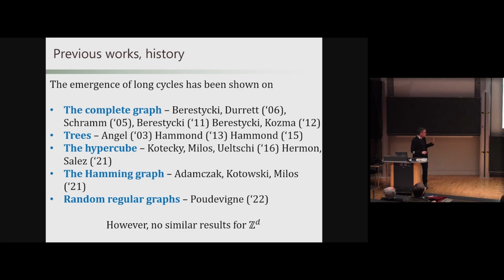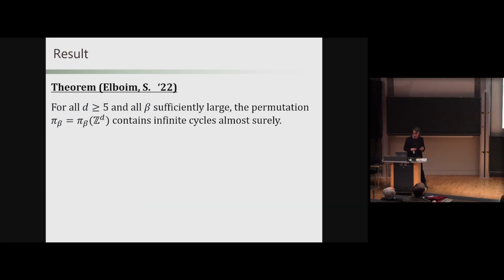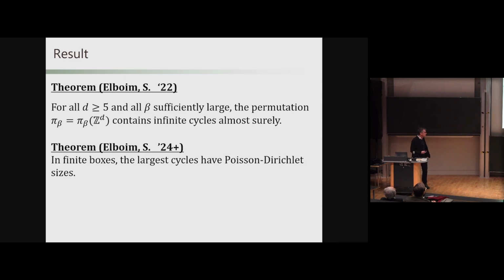But the result, our results are for the lattice when the dimension is 5 or higher. A couple of years ago with Dor, we showed that if beta is sufficiently large, then you get infinite cycles almost surely in dimension d greater than or equal to 5. And then more recently, we've studied the finite volume version of it. If you take a box of side length L, again in dimension 5, when beta is big, then the largest cycles are of a macroscopic size, and the joint distribution follows the Poisson-Dirichlet distribution.